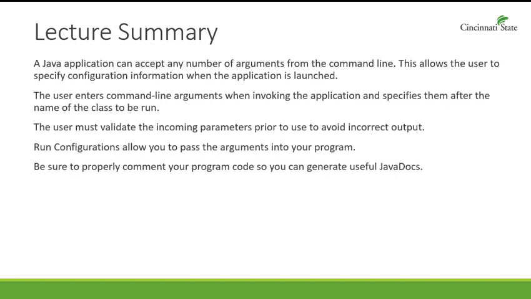To summarize this lecture, you can pass parameters or arguments into your Java programs. In Eclipse, use the run configurations to type in the arguments. These arguments will be passed into your main method as a string array. Be sure to validate the incoming parameters prior to use in your programs. This will avoid programming errors. Always provide proper documentation in your code so your JavaDoc contains useful information.